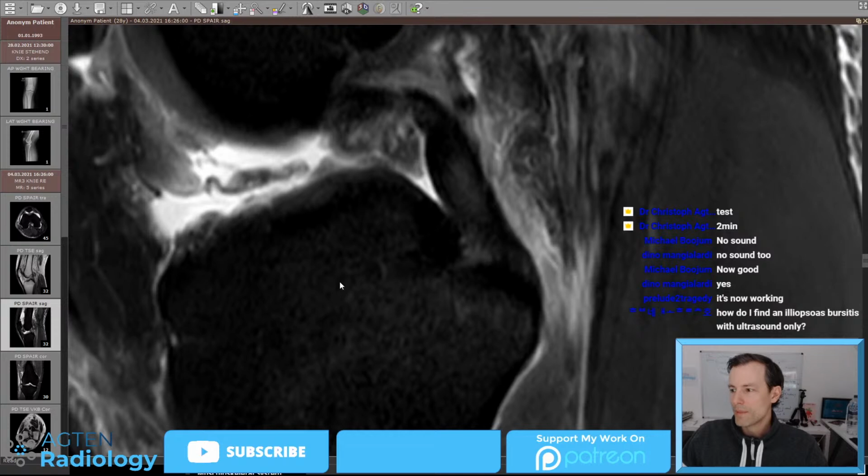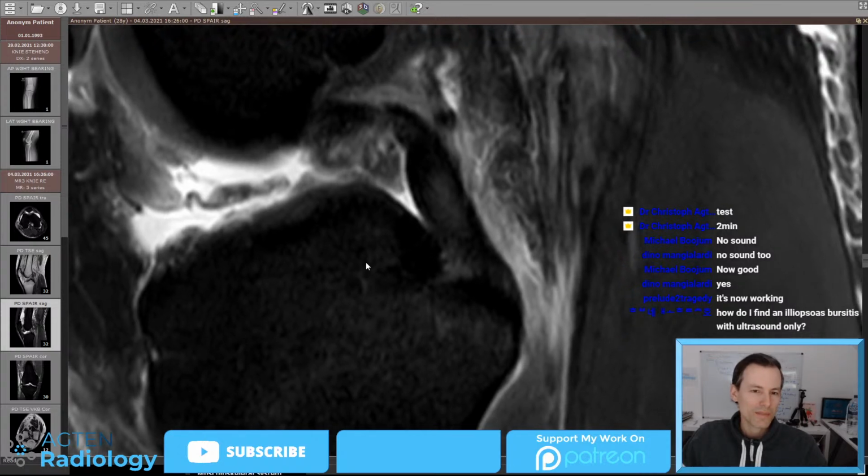Sometimes there can be a subtle irritation, you don't see a lot of fluid, that can be possible, and then it's a difficult diagnosis in ultrasound. But to be honest, I did not really do a lot of ultrasound for diagnostic MSK imaging in Switzerland. Basically everything is MRI nowadays. So, okay. I hope this answers your question.